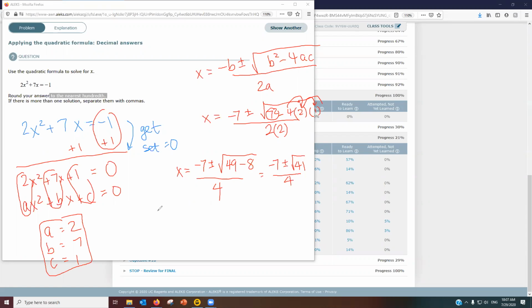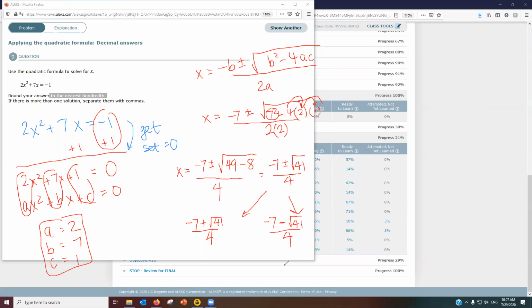Just remember that when you do this, you have to break this up into 2 separate solutions. The first solution is going to be when I use the plus sign on the top of the fraction. And the second solution is when I use the minus sign on the top of the fraction. Okay? And then you could go work these out on your calculator. Let me work these out so you can try this yourself.